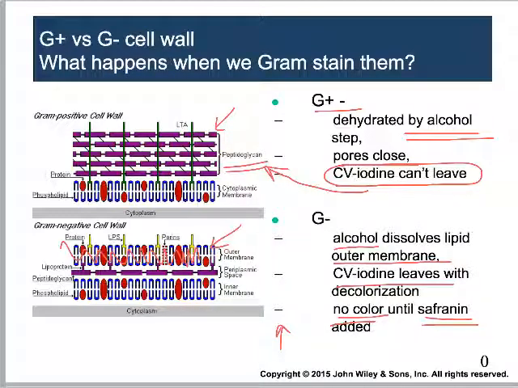So I want you to get: big peptidoglycan layer, right, little space, and then the plasma membrane. Okay, then in gram-negative you have a membrane, a little peptidoglycan layer, and then another membrane.